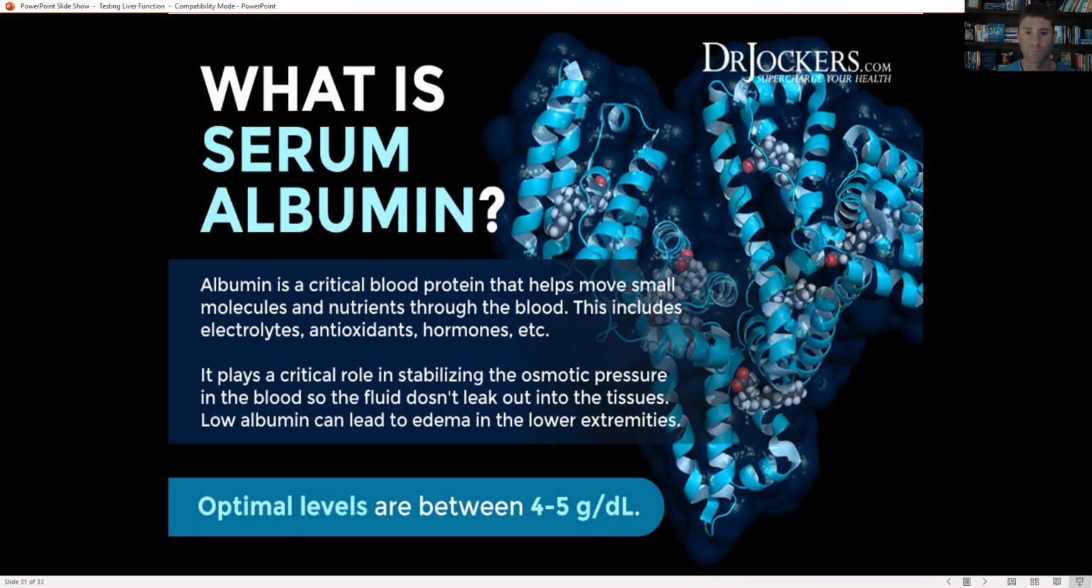Now, albumin is a critical blood protein that helps move small molecules and nutrients through the blood. And it plays a critical role in stabilizing the osmotic pressure in the blood so fluid doesn't leak out into the tissues. So if we have low albumin, oftentimes we'll end up with edema and swelling in our lower extremities. Now, high albumin levels on a blood test, so up over 5 grams per deciliter, the most common cause of that is going to be dehydration, right?